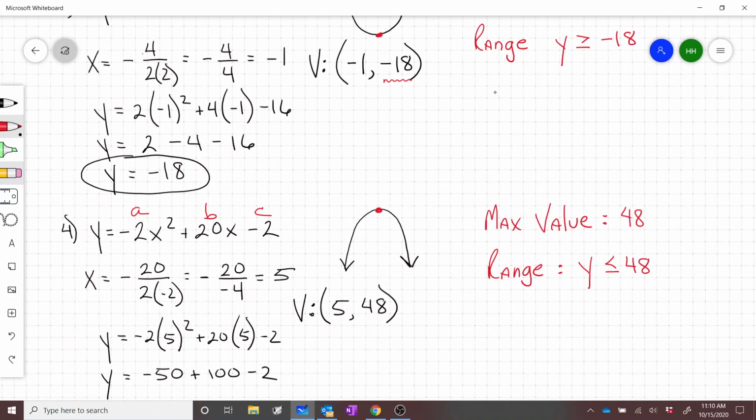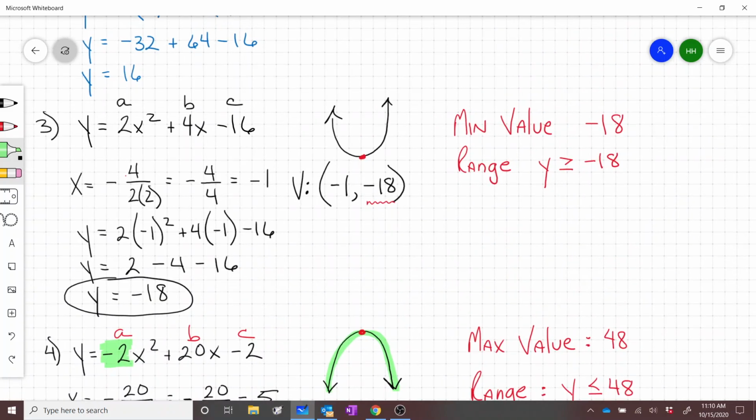Here and here, these are both the same. And this A determines this value. If it's negative, the graph goes down. If your A value is positive, then your graph goes up.